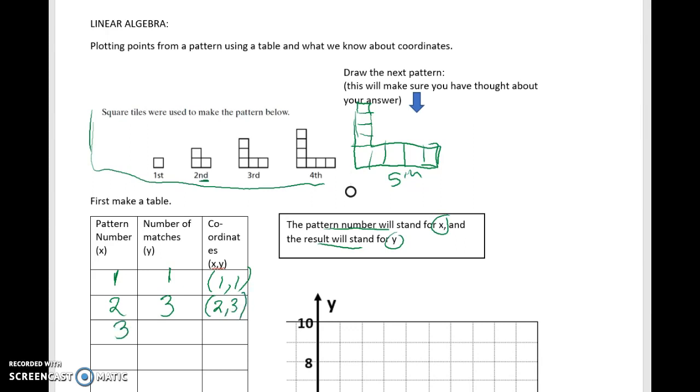In our third pattern, which is over here, 1, 2, 3, 4, 5, and in our fourth pattern, 1, 2, 3, 4, 5, 6, 7. 7 of those, and it's our fourth pattern, so it'll be 4, 7. And we drew our 5th one, so we can put in our 5, and we've got 1, 2, 3, 4, 5, 6, 7, 8, 9.